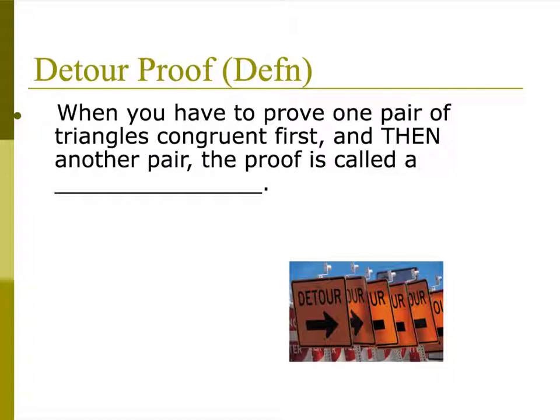So a detour proof is basically almost like two proofs for the price of one, if you will. All right? So you prove one pair of triangles congruent in order to get some information to help you prove another pair of triangles congruent. How wonderful. If you didn't like proving one pair of triangles congruent, you certainly aren't going to like proving two pairs of triangles congruent. So I hope you do like it.